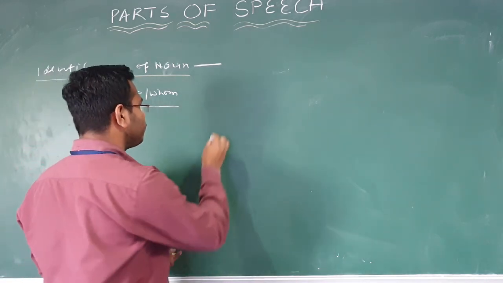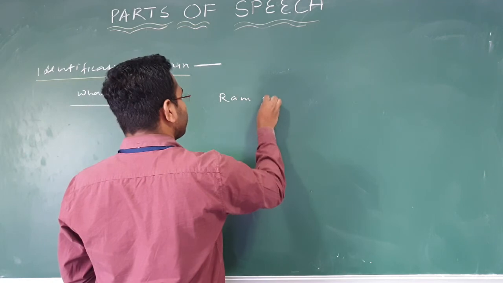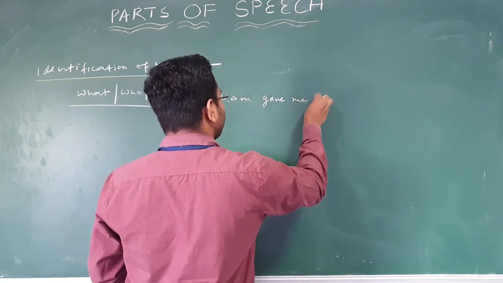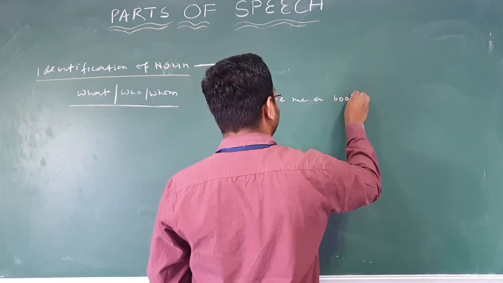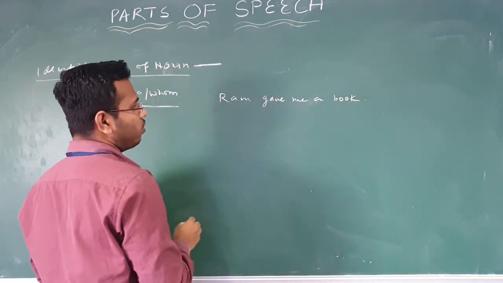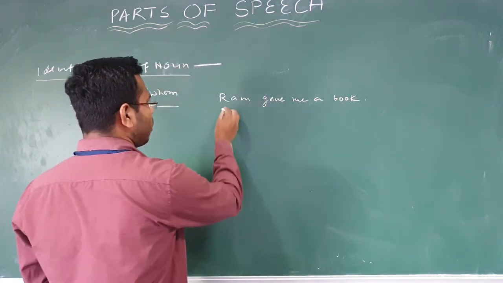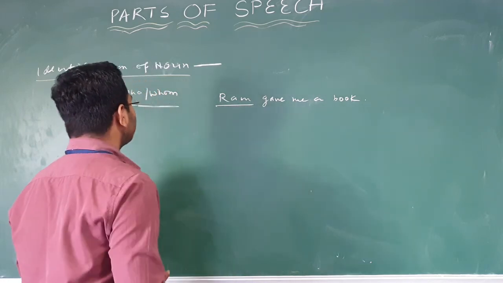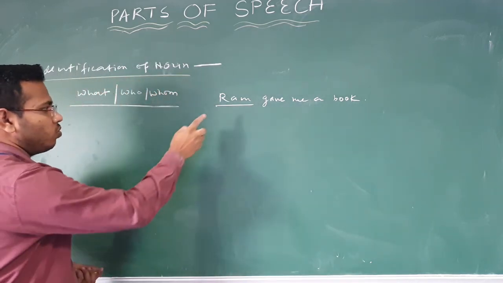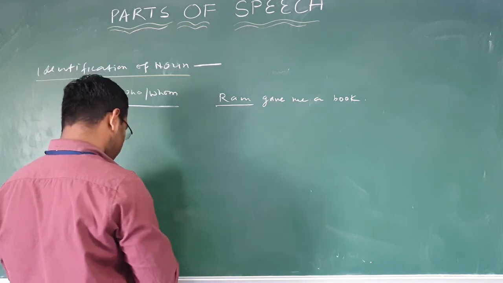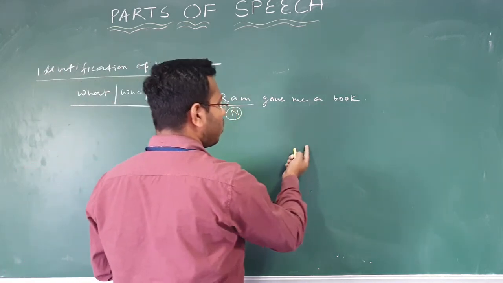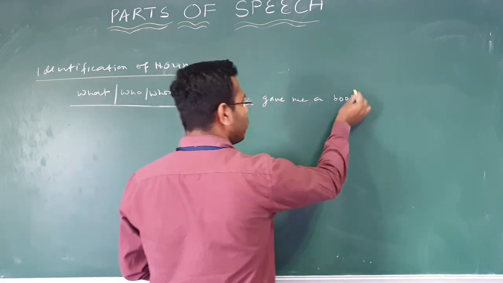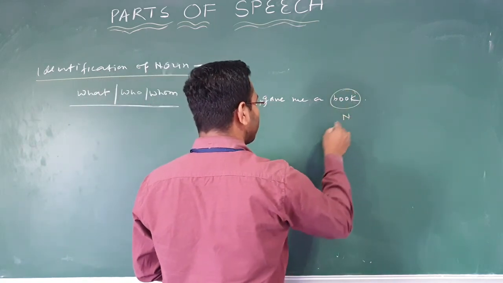How? Ram gave me a book. Now who gave? Ram gave. So we are getting the answer of who. So Ram is a noun. Ram gave what? Book. So book is a noun.